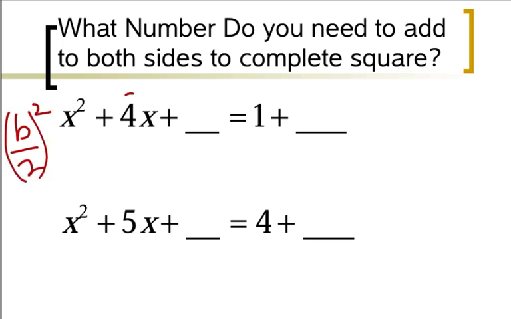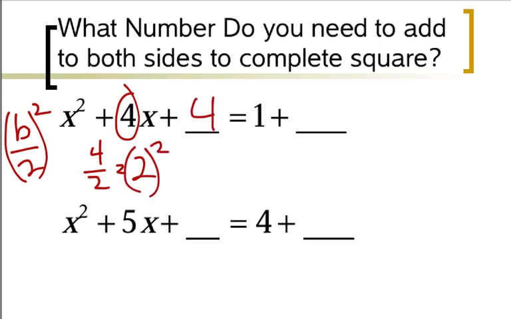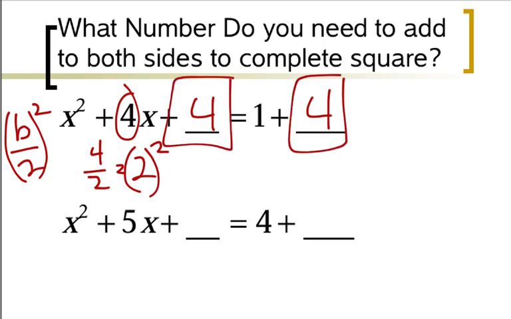So you just take your 4, divide it by 2. So 4 divided by 2 is 2. And then you square that. And that's 4. That's the number that you add to both sides. So the answer is 4 for this first problem.